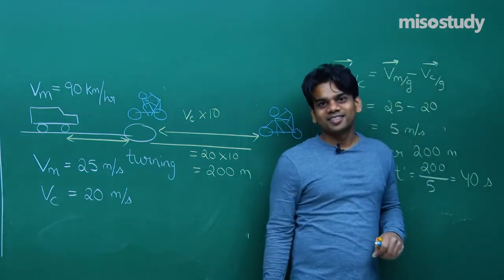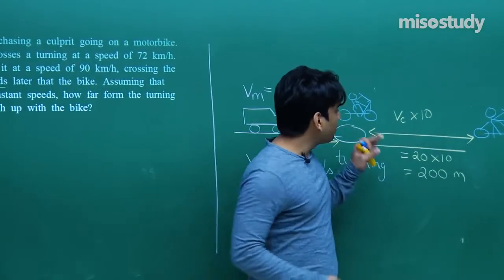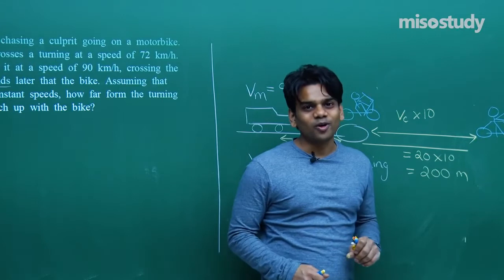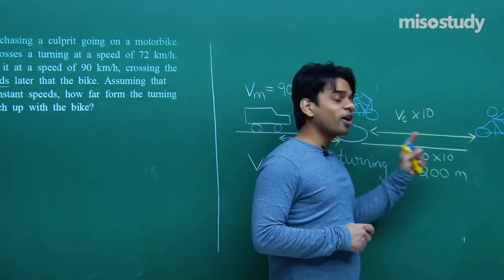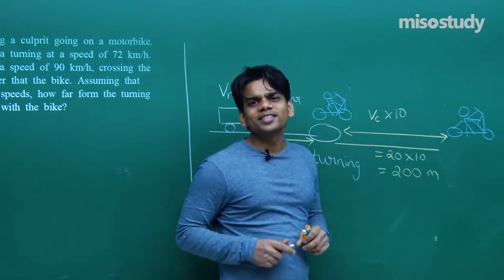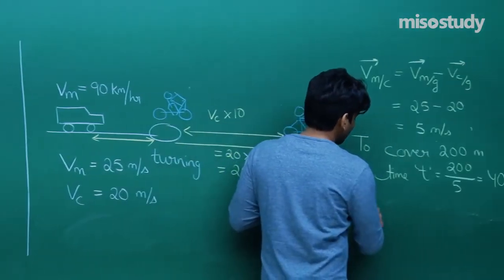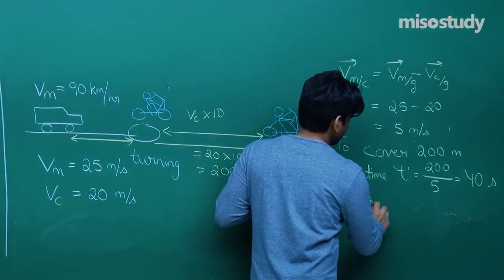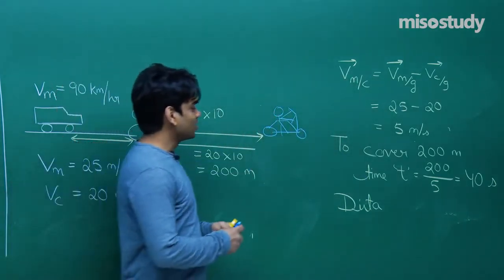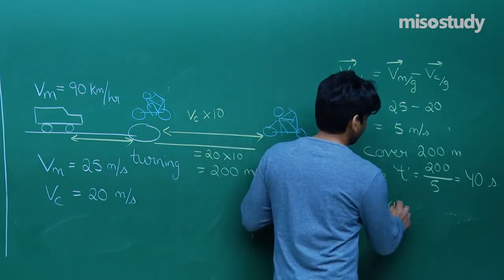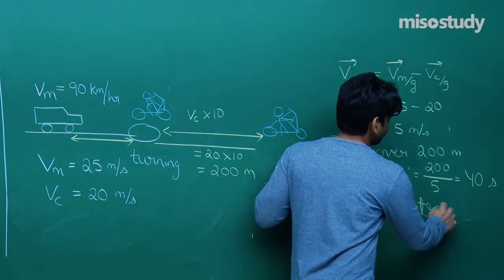That means from the turning, after 40 seconds, the policeman is going to hold the thief, that means to catch. He will catch the thief after 40 seconds. In this 40 seconds, the actual distance traversed by the thief will be what? Let's see here. Oh, I'm sorry, distance traveled by policeman, because the policeman is actually holding him from behind. So distance traveled by policeman, then only you can get the distance from the turning.